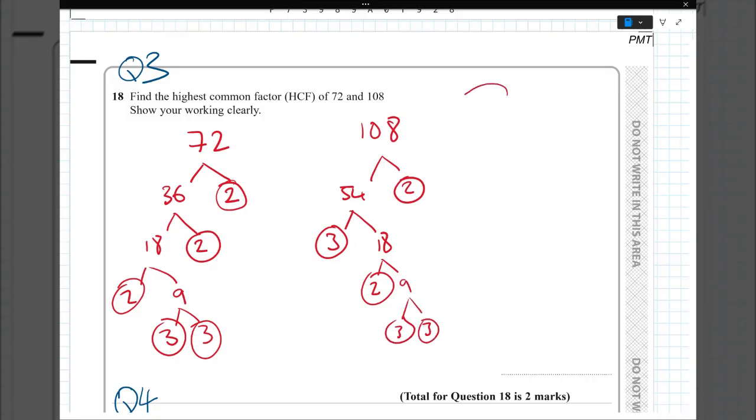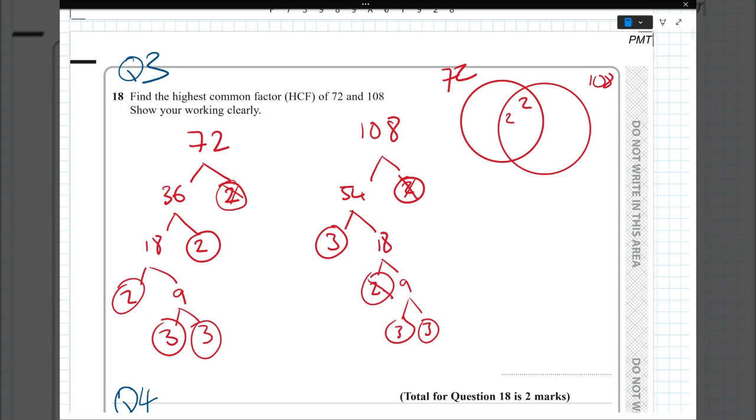So we then set up a Venn diagram. This circle, and that circle. I want to have a big overlapping part, I think there's going to be a lot in there. 72 and 108. We've got a pair of 2s, so we can put them in. I see another pair of 2s there and there. I've got a 3 in both, another pair of 3s. And then we've got a 3 left over and a 2 left over.